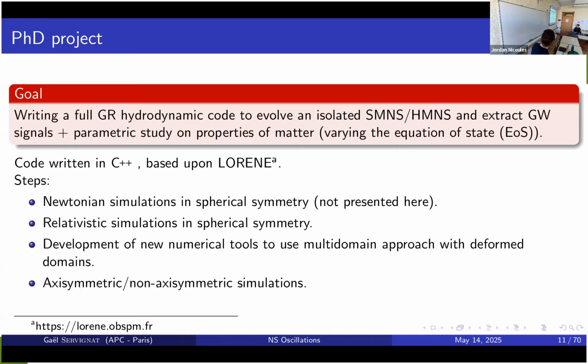Right, and so I have built step by step. I have the Newtonian simulations in spherical symmetry. I will not show them. Relativistic simulation in spherical symmetry. Actually, there is already a lot to say in spherical symmetry. I have developed some numerical tools to use this multi-domain approach, and I'm going to explain why I need it. And finally, some axisymmetric and non-axisymmetric simulations to extract gravitational waves.